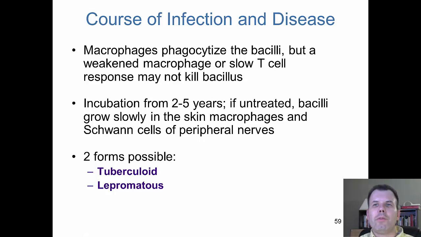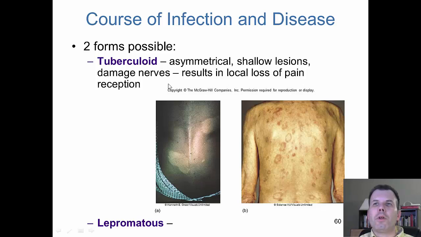And again, there are 2 types, the tuberculoid and the lepromatous. These are the 2 different types of diseases that are associated with leprosy. Okay. The tuberculoid is asymmetrical, shallow lesions, damages nerves, and local loss of pain reception. Again, you can see it here. Here's one of them. Here's another one. So you kind of get the name leprosy because of the leprosy spots that you see. And again, the skin damaging spots, these lesions on the skin. And so you see this.